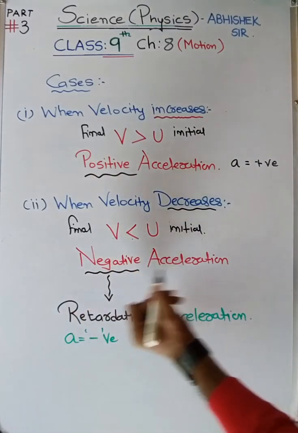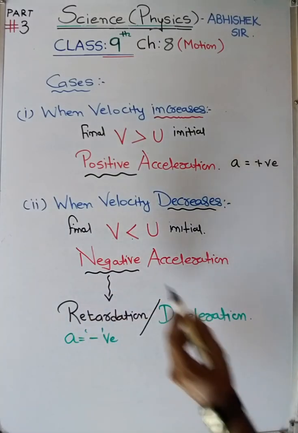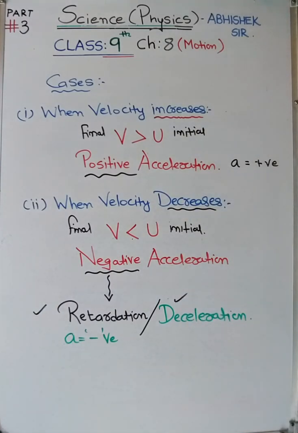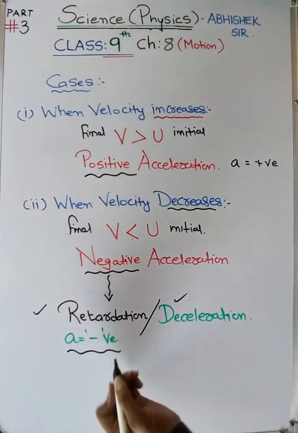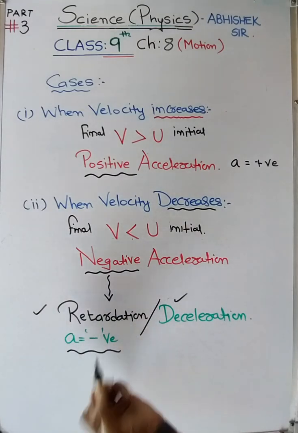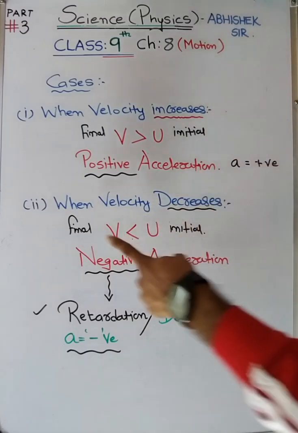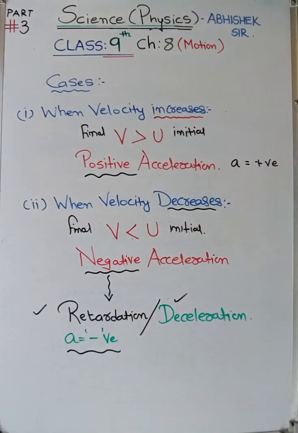So in that case acceleration will become negative, and we have some special words for negative acceleration, that is retardation or deceleration, right? Negative of acceleration is called retardation or deceleration. When you solve a sum, make sure that whenever retardation is there, the acceleration value will be minus, negative. Okay, so these are two cases: when velocity increases, positive acceleration; when velocity decreases, negative acceleration, that means retardation. Okay, now let us see the types of acceleration.